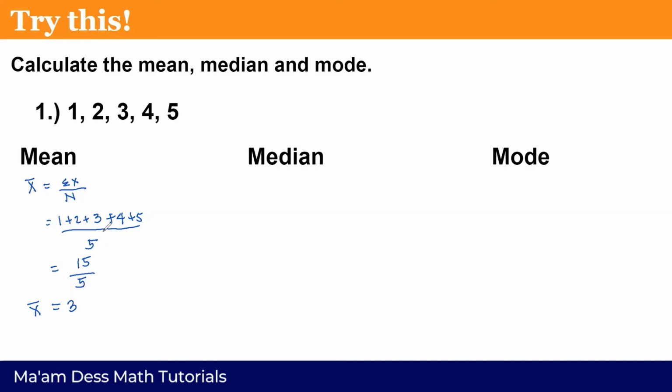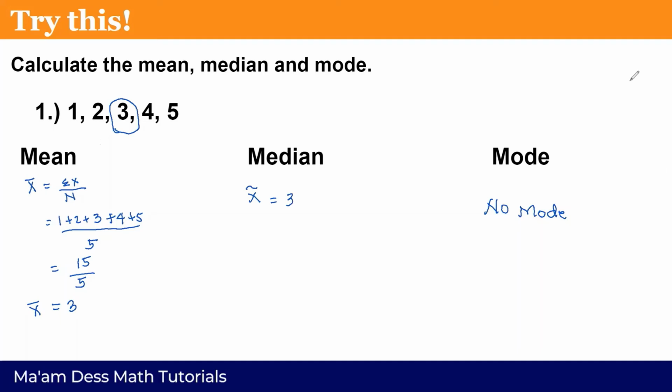Okay? Now, let us have the median. For the median, since it's already arranged in lowest to highest, our median, or the middle score, as we can see, is 3. So again, our median is equal to 3. Now, for the mode, as we can see, we do not have a mode for this given number 1. So you will answer no mode. Kasi bakit? Wala naman pong magkakaparehong digits na nag-appear.